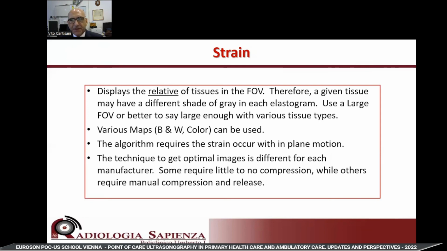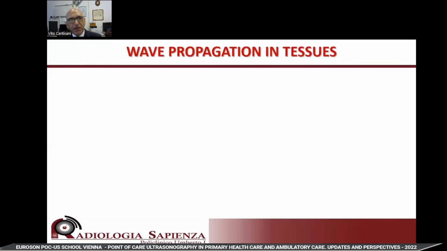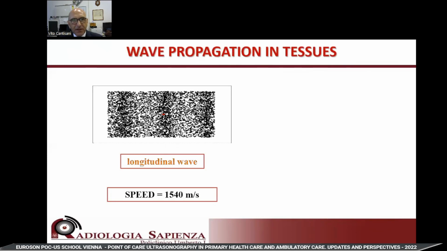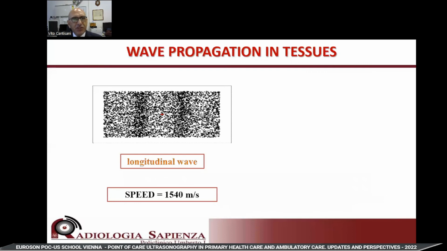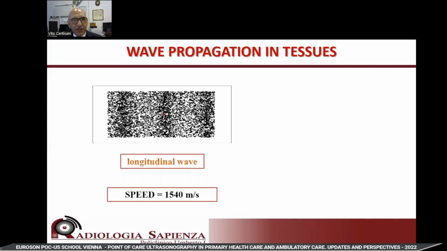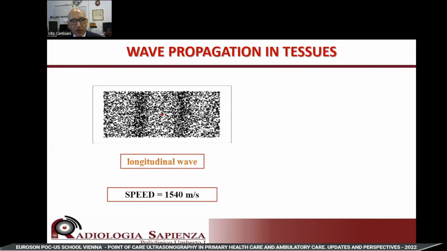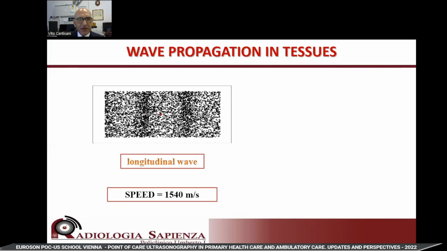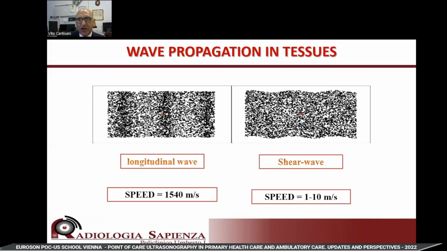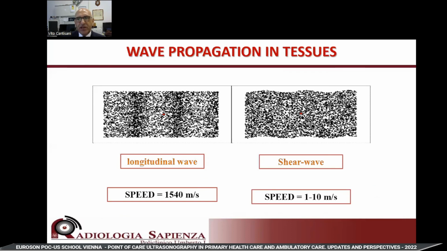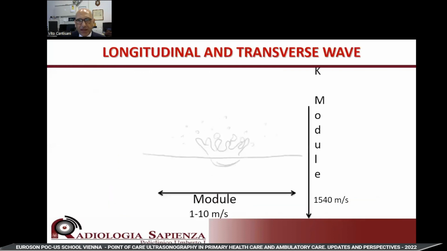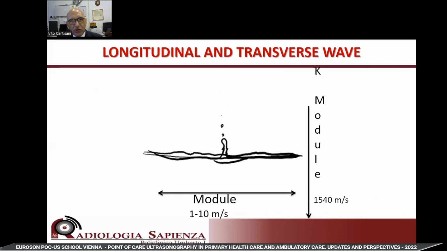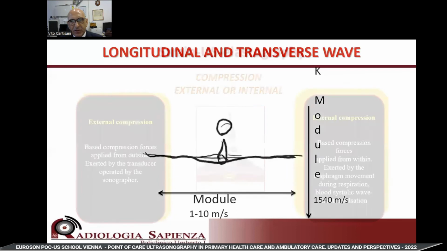And what is important is that you have to learn how to compress, how much you compress, and how to best use your equipment. Here is the representation of the different wave propagation in tissues. This is the longitudinal wave, measured in speed at 1,540 meters per second, or the shear wave, which is a propagation in a transversal wave. Again, another scheme shows you the G model and the K model, and according to them, you can obtain strain or shear wave.